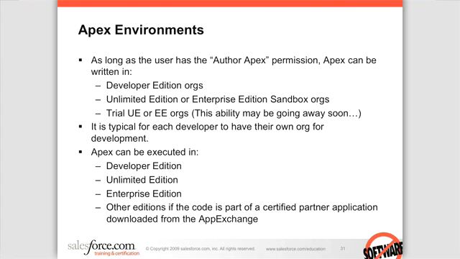All right. In order to write Apex, there is a profile permission called Author Apex. In addition, there are limitations in terms of where you can write that code. Code is primarily written in one of two places. Either in a Developer Edition org, you can write Apex code there. The other situation is in sandboxes associated with Unlimited and Enterprise Edition orgs.